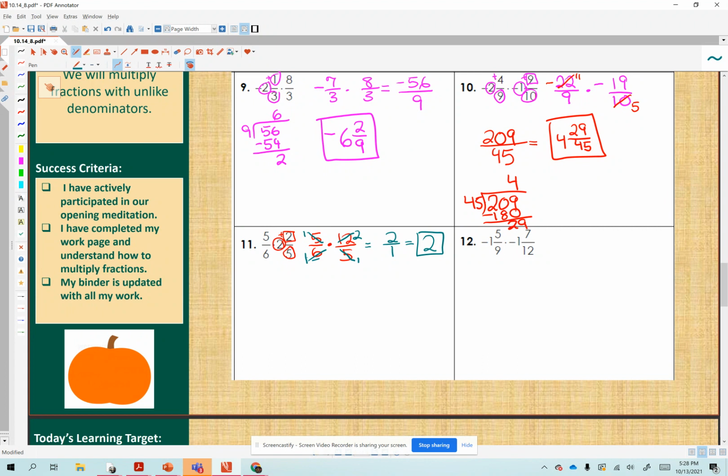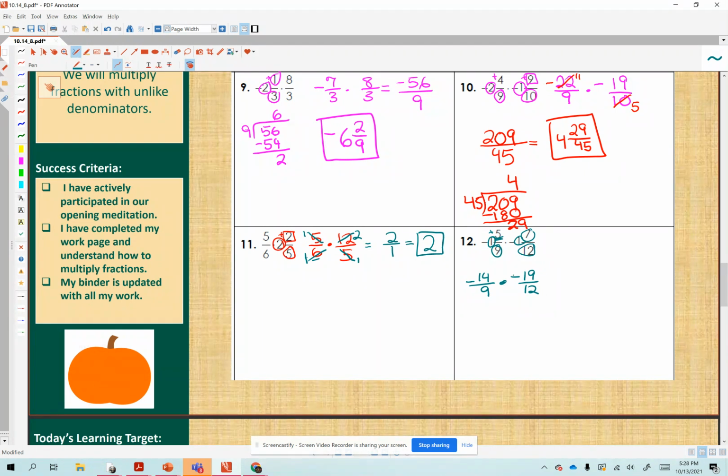And now, number 12. We have negative 1 and 5/9 times negative 1 and 7/12. So we'll convert both of those to improper fractions. 9 times 1 is 9, plus 5 more is 14/9. So that's a negative 14/9. 12 times 1 is 12, plus 7 more is 19. So that's a negative 19/12. 19 is a prime number, so we cannot simplify that.